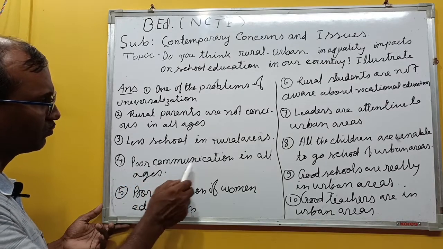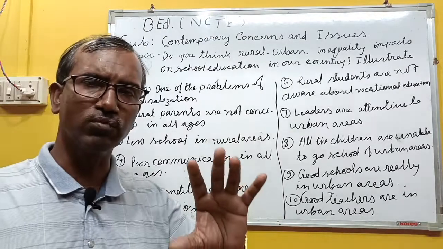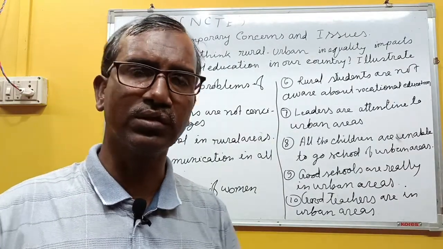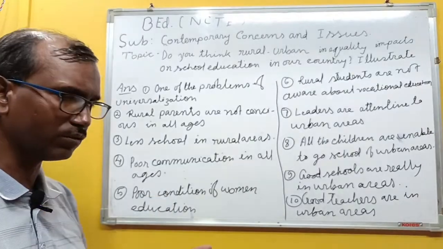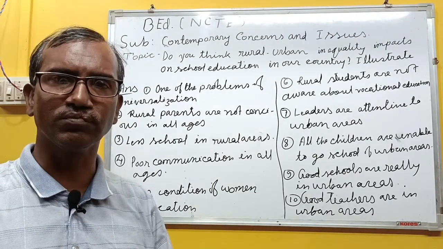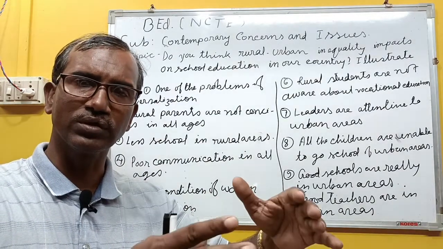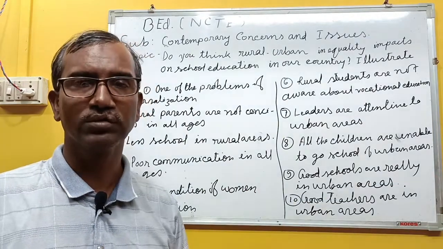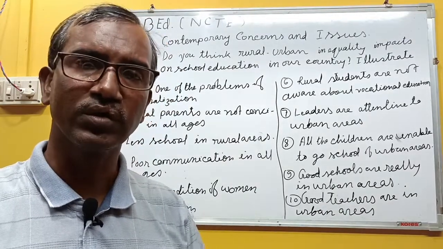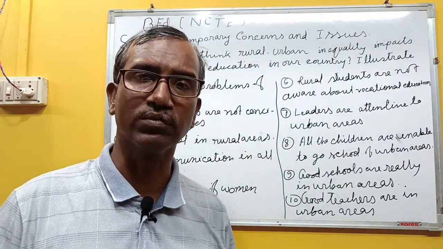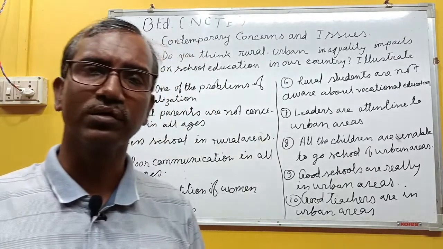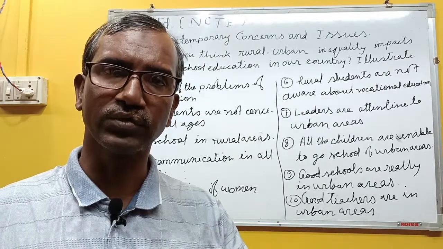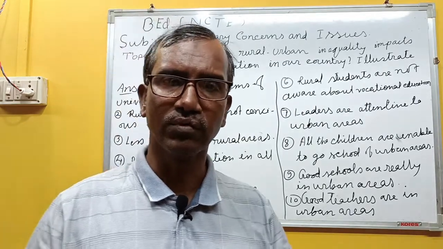Number four: poor communication in all ages. Due to the poor education system, village people are in many cases unaware. For that reason, there is a very poor communication system in village areas, between the houses of the children and the school. So this communication system is also indirectly one of the effects of rural-urban inequality. In comparison, in urban areas we can see a very good communication system; school and home are connected by very good roads.